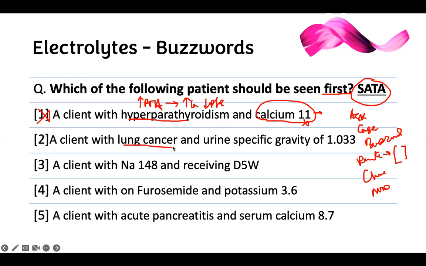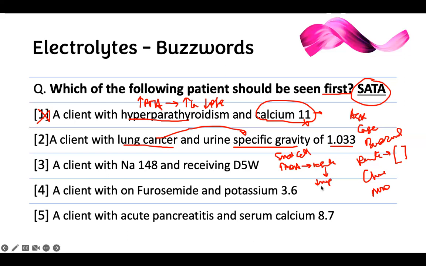A client with lung cancer and a urine specific gravity of that. You say, well, what are the pathways? Lung cancer, urine specific gravity of that. Then you ask yourself, how does lung cancer relate to urine specific gravity? There are a couple of lung cancers that secrete ADH. We call them small cell lung cancer, small cell lung cancer. So they have high ADH. Okay, what does the ADH do? ADH absorbs water. Okay, so you absorb all the water, and then your urine output is going to decrease.